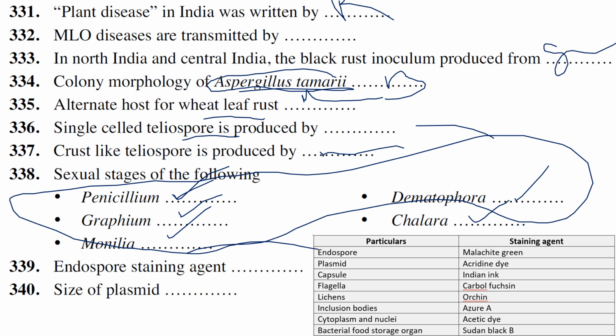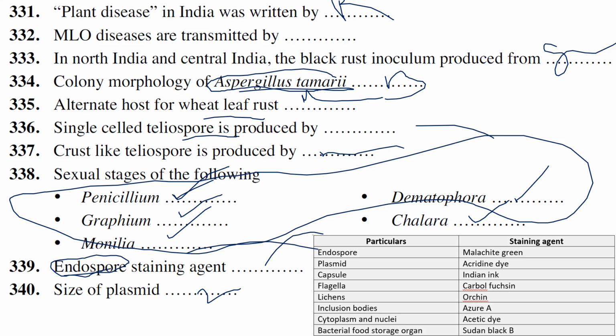Endospore staining agents: malachite green is generally recommended as the endospore staining agent. What is an endospore? We know very well. It is a heat-resistant spore produced by bacterial genera like Bacillus and Clostridium. The size of plasmid generally ranges from 200 kb.